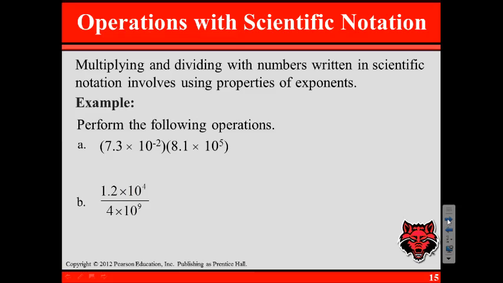We can also perform different arithmetic operations with scientific notation. The two we will look at are multiplying and dividing. And when we multiply and divide numbers in scientific notation, we will use properties of exponents. So to begin, let's look at 7.3 times 10 to the negative 2, all multiplied by 8.1 times 10 to the 5th. When we multiply numbers in scientific notation, we first multiply the whole numbers that are not 10 raised to the power. So we multiply 7.3 and 8.1, and that gives us 59.13.